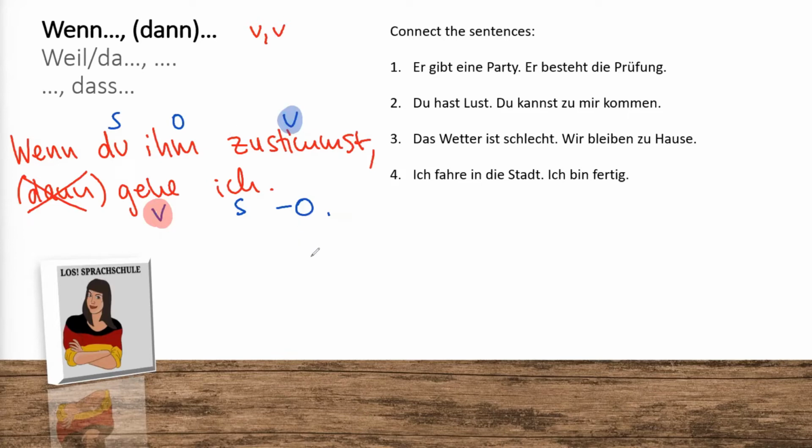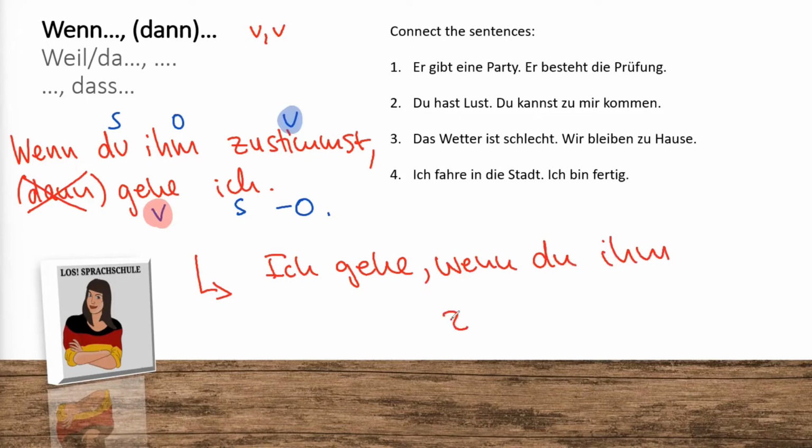If we want to say, I go when you agree with him, then we have to go to our conventional position again because we don't have the dann to influence the position of the sentence. So we can also say, ich gehe, wenn du ihm zustimmst. We have a normal subject-verb construction and the rest stays the same.